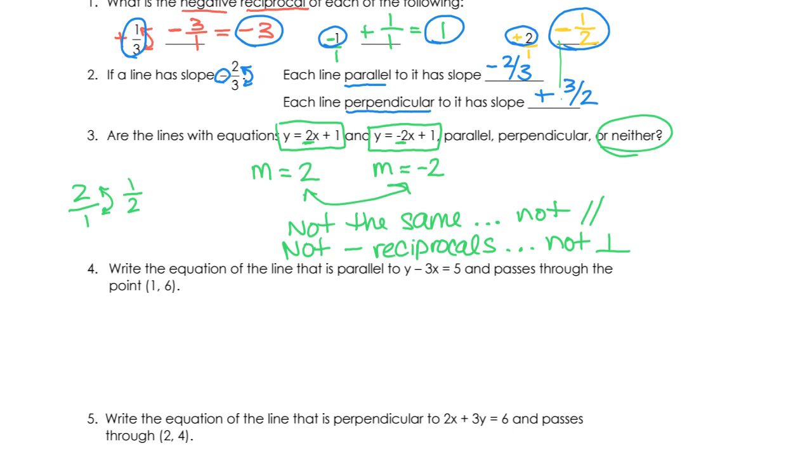Okay. They are not parallel. They are not perpendicular. So these two lines, they probably intersect each other, but they don't intersect each other to form right angles. Okay. So we're going to go to number 4.